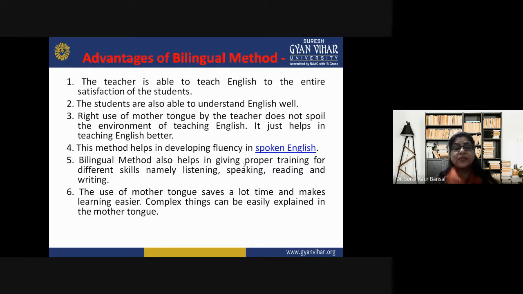Then the sixth point is that the use of the mother tongue saves a lot of time. Yes, of course, it saves time. When you are going to explain each and everything with the help of the direct method only, definitely it is going to take a lot of time for a teacher to explain everything. But with the bilingual method, the process which is going to take 15 minutes or sometimes maybe more than that, the teacher is just going to explain within 2 to 5 minutes. So complex things can be easily explained in the mother tongue.